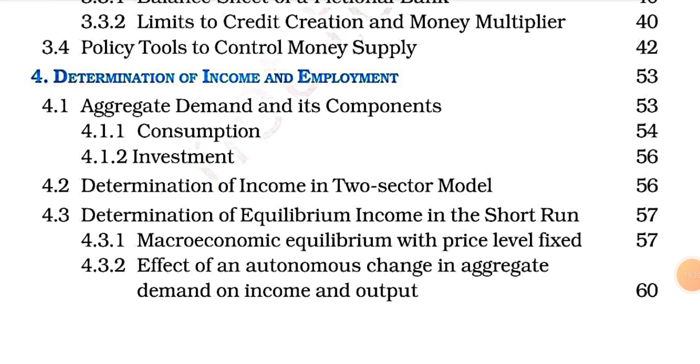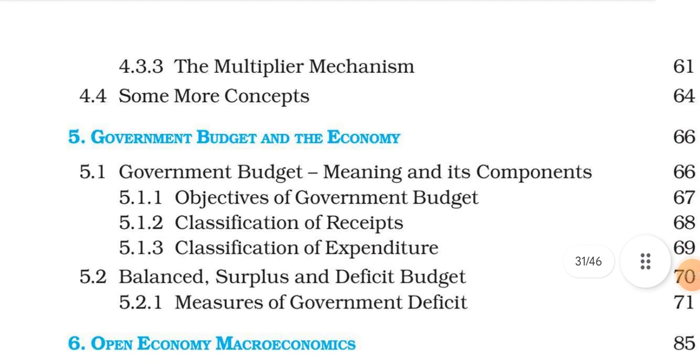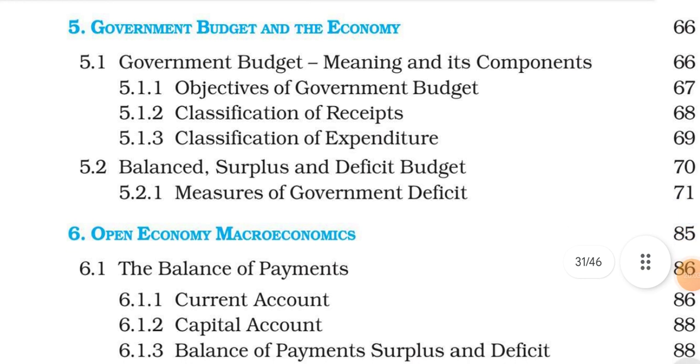4.3.1 Macroeconomic equilibrium with price level fixed. 4.3.2 Effect of an autonomous change in aggregate demand on income and output. 4.3.3 The multiplier mechanism. 4.4 Some more concepts. 5. Government budget and the economy. 5.1 Government budget: meaning and its components. 5.1.1 Objectives of government budget. 5.1.2 Classification of receipts. 5.1.3 Classification of expenditure.